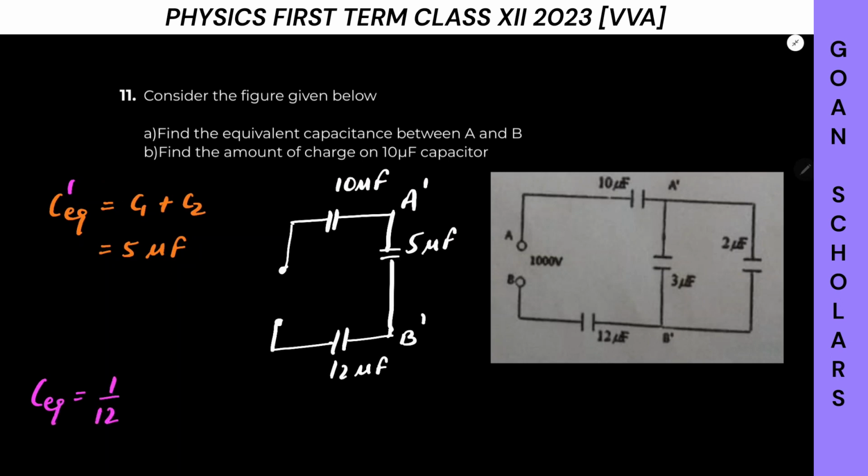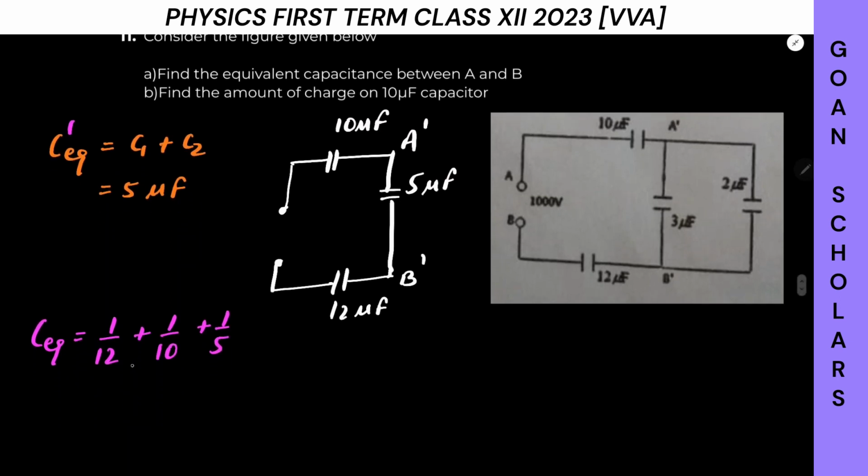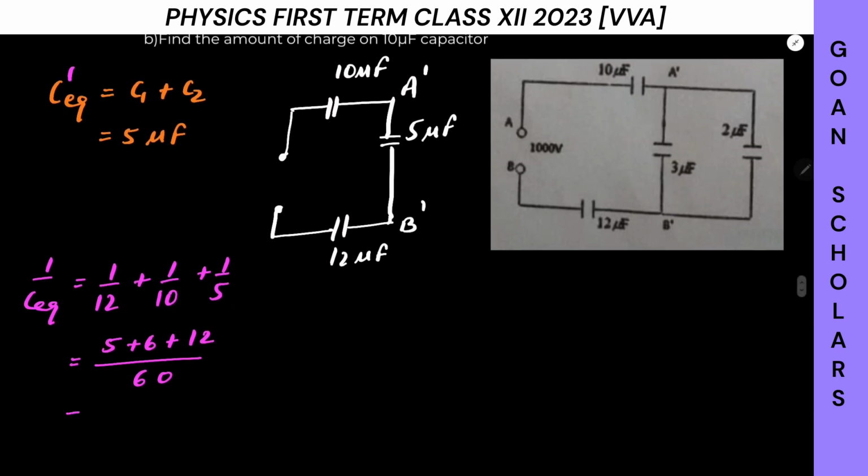That will be 1 by 12 plus 1 by 10 plus 1 by 5. Now 12 times 5 is 60 and all of them have a common denominator, so 60 here. Be very careful, this is 1 by C equivalent. Some students write C equivalent and things get wrong because at the end you have to take the reciprocal, right? So 12 times 5 is 60, 10 times 6 and 5 times 12. So this will give us 12 and 6, 18, and 18 and 5, it will be 23 by 60, 1 by C equivalent.